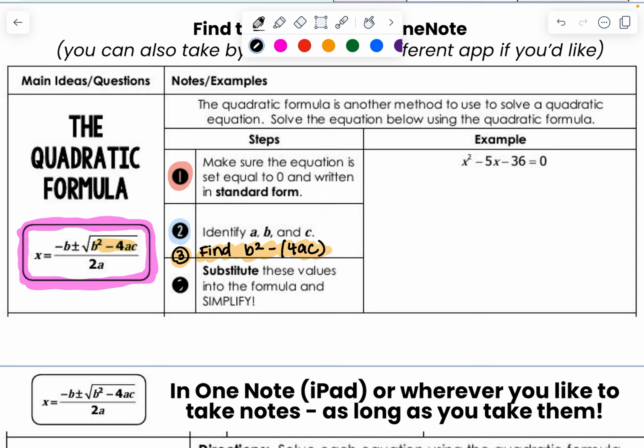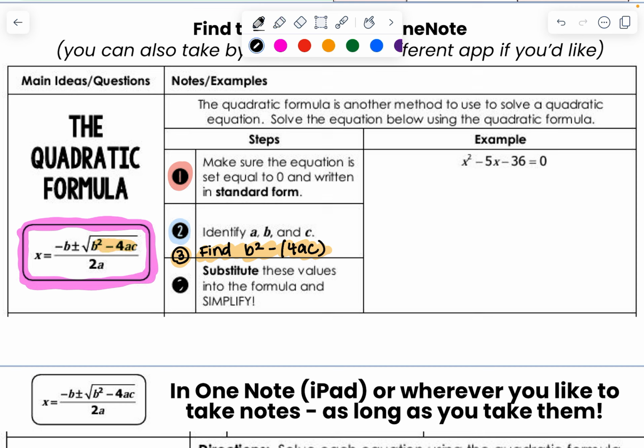For today's example specifically, we are only going to be dealing with 2 solutions just to start and get us comfortable with the quadratic formula. So let's hop into it. Our first example, x squared minus 5x minus 36 is equal to 0.